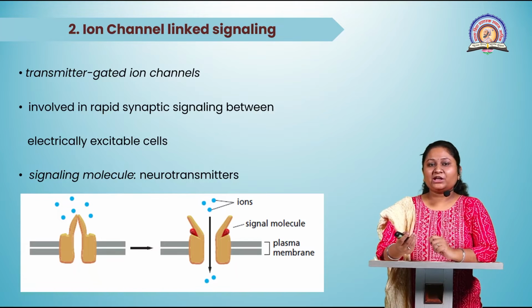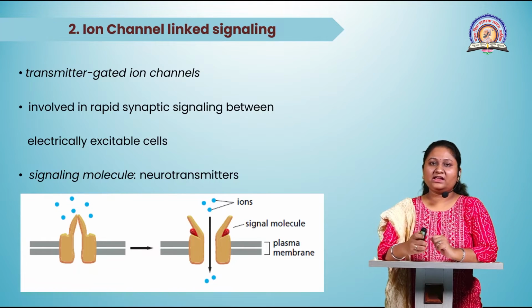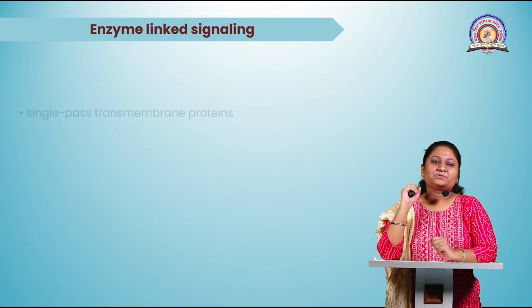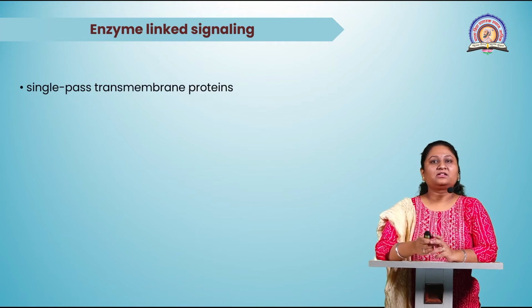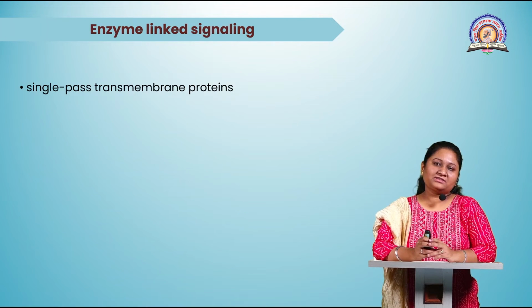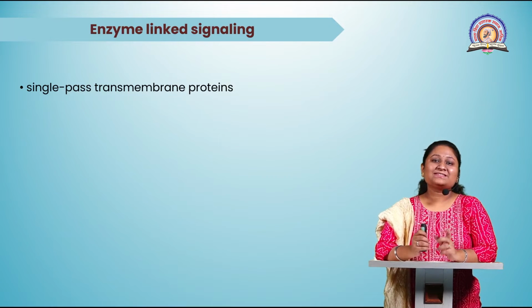So this is the second type of signaling. First we had studied G protein coupled receptor signaling, second ion channel linked signaling, and the third type of signaling is enzyme linked signaling. Enzyme linked signaling is different from ion channel linked signaling and similar to G protein coupled receptor signaling. These enzyme receptors are mostly single pass transmembrane proteins.